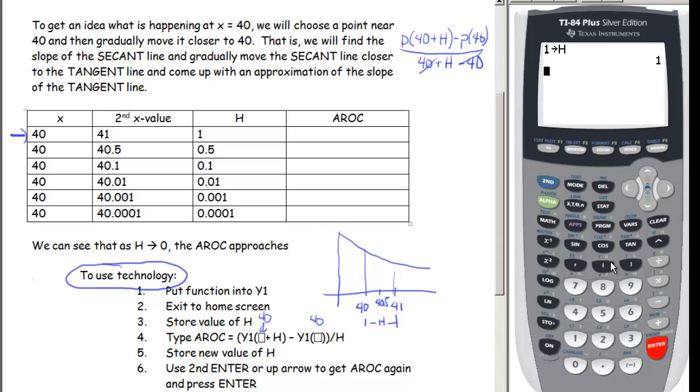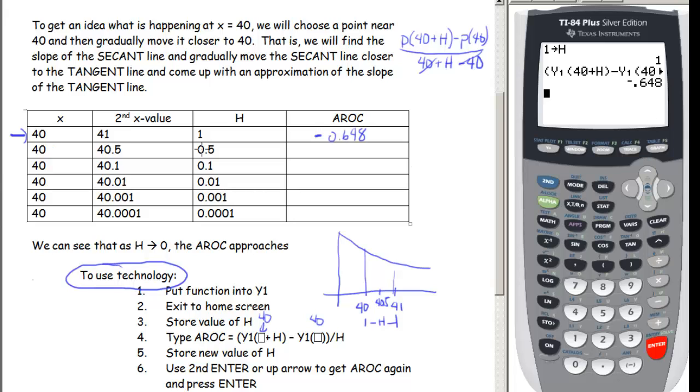So it's going to look like open parentheses, vars, y vars, function, 40 plus h, minus y1 at 40. Now if we were looking at 5, we would put 5 there instead of 40. Close the parentheses on the numerator and then divide by h. So we end up with negative 0.648.